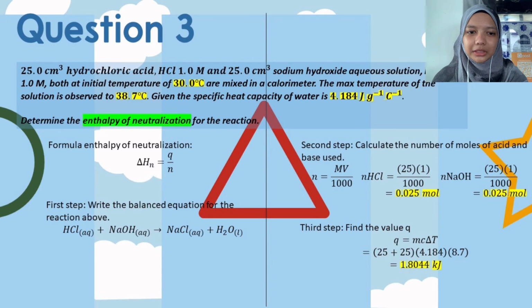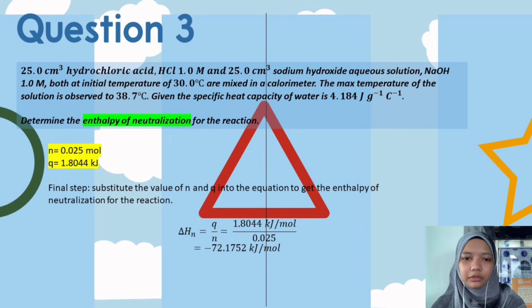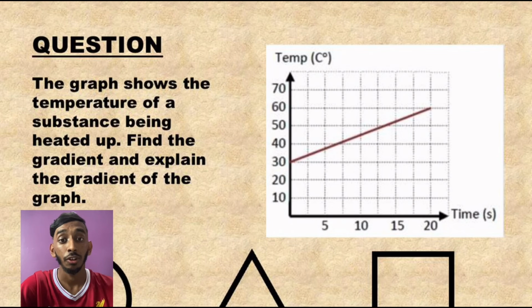Then how do we find the value of Q? We use the formula mc delta T. For m, which is the mass of the substance, just substitute the total mass of the acid and base, times the specific heat capacity of water, which is 4.184, times delta T, which is 8.7. Alright, so the value of Q we get is 1.8044 kilojoule. And then we can calculate the enthalpy of neutralization. Just divide the value of Q by n. So we get the final answer, which is negative 72.1752 kilojoule per mole.